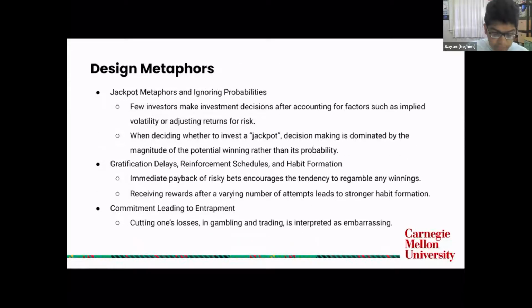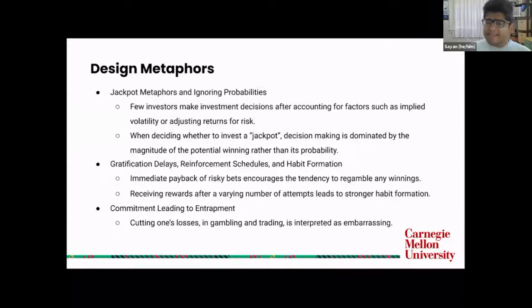And when coming up with the design guidelines, we also sought guidance from the design community on designing interfaces for uncertainty. As I mentioned earlier, certain design elements can prompt system one thinking processes, which are undemanding, instinctive, and possibly less rational than system two thinking processes. Speaking of risk, when making investing decisions, investors do not account for factors such as implied volatility or adjusting returns for risk. And when deciding when to invest in what is perceived as a jackpot, decision-making is often dominated by the magnitude of the potential win rather than the probability of success. So, to the extent that trading apps highlight the massive returns of penny stocks and some options contracts or use explicit visual imagery of jackpots or lotteries, they might encourage investment gains to be perceived as jackpots.